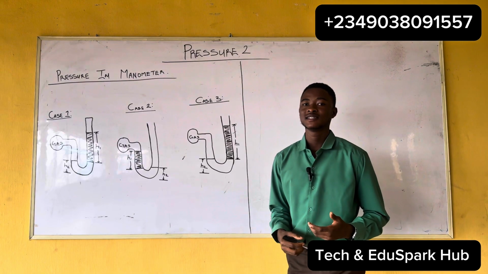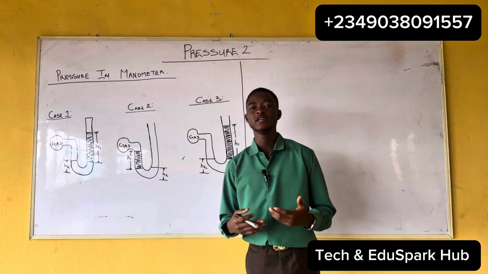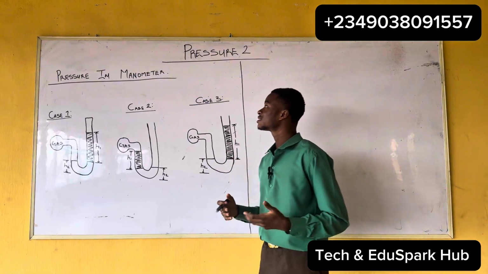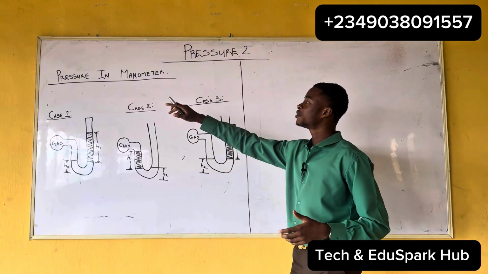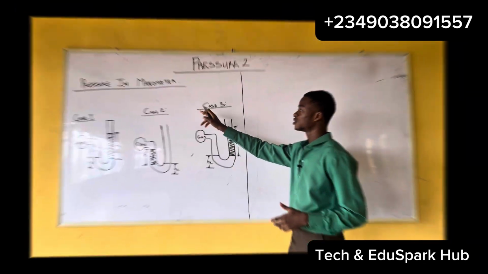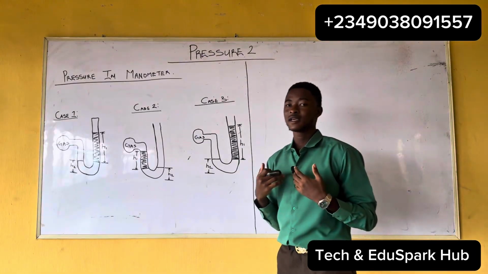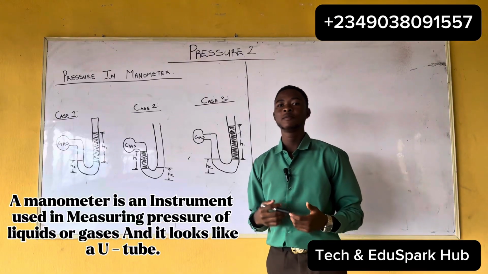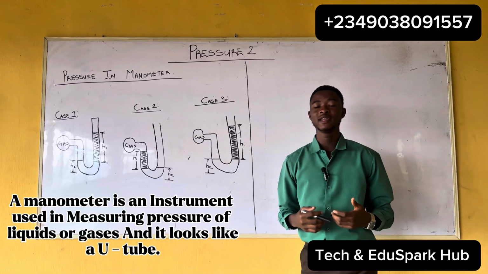In our last lesson, we talked about the pressure in solid and pressure in a fluid. But today we are taking it up to the next level and we'll be looking at pressure in manometer as shown on the board. Firstly, what is a manometer? A manometer is an instrument used in measuring the pressure of a liquid or the pressure in a gas.